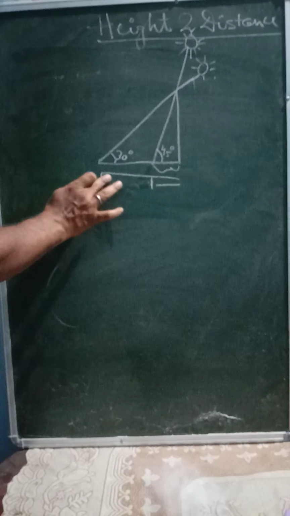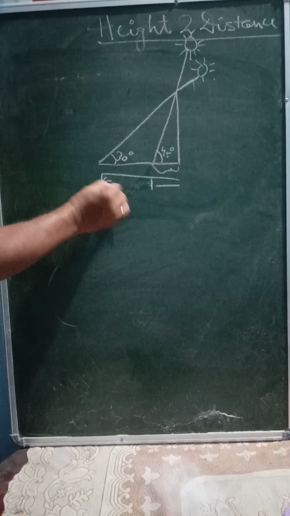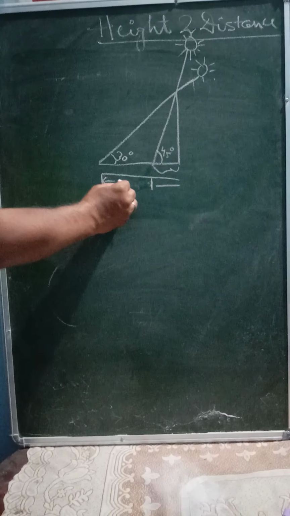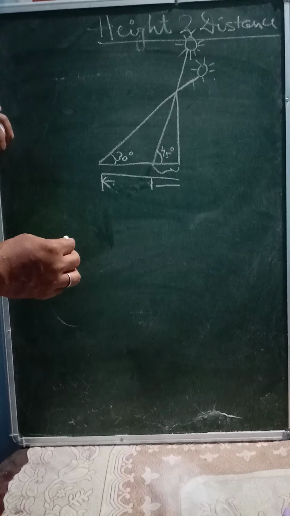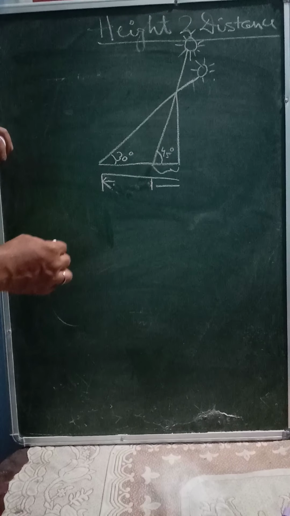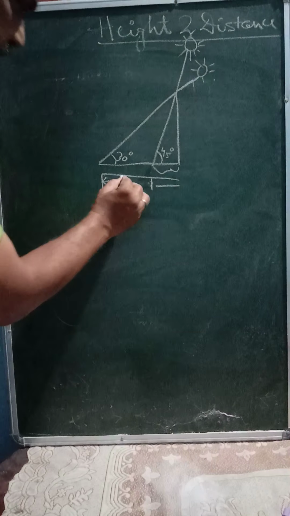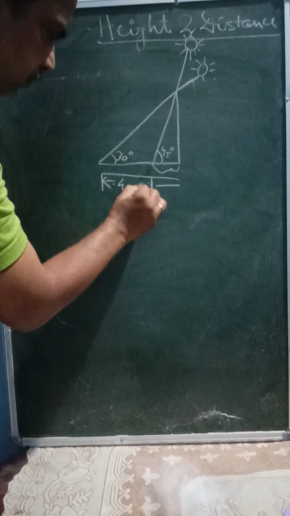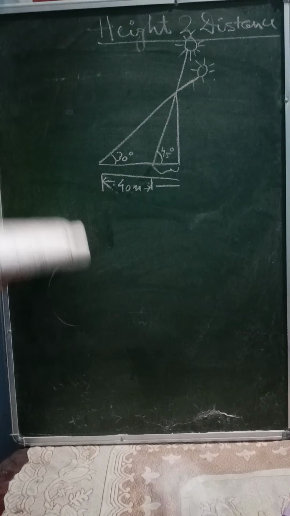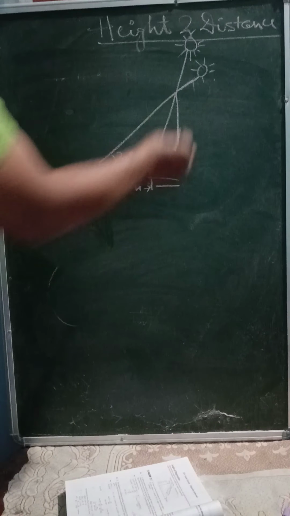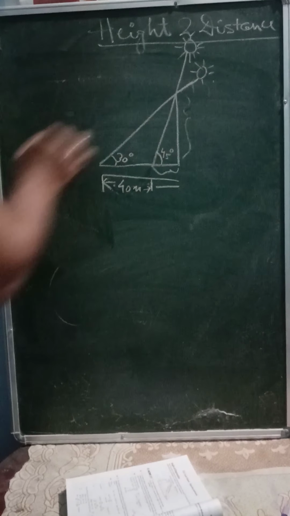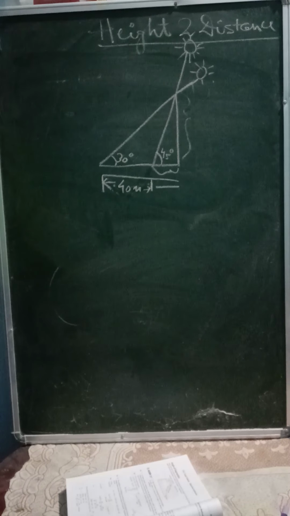Sorry, this way I can make it clear and easily visible. And the difference between the shadows is here 40 meter. So now our question is to find the height of the tower. So what is the height of the tower? It means what is this height? Understood?